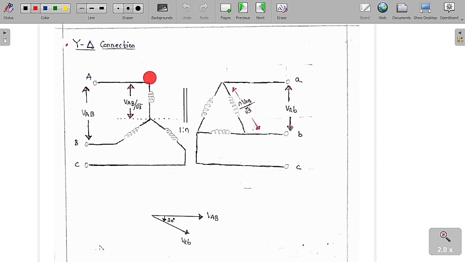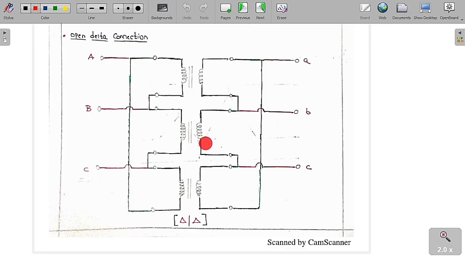In star delta, I have already told you, you can get plus 30 degree or minus 180 degree or minus 30 degree or plus 180 degree. All these things I have already told you. The open delta, so this is basically the open delta connection we are now going to study. Before that, let me study about the delta connection.